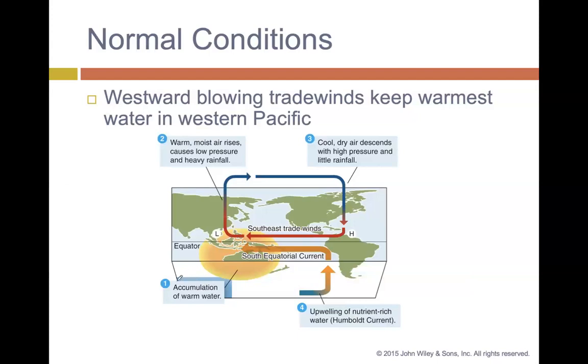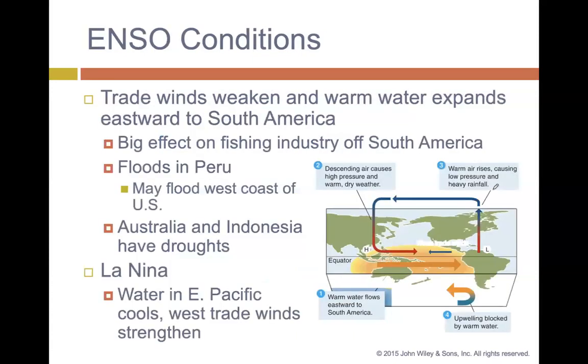So for example, we have an accumulation of warm water. Warm, moist air rises, causing low pressure and heavy rainfall. Cool, dry air will then descend with high pressure and little rainfall. And then the upwelling of the nutrient-rich water, called the Humboldt Current, will occur just off of South America. So really interesting to see how these winds affect ocean currents and then potentially weather.